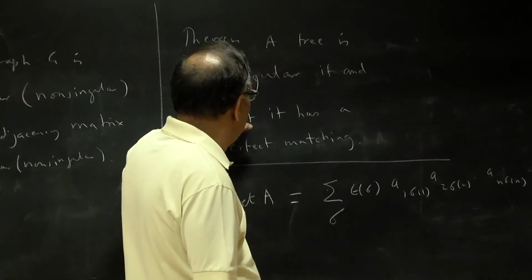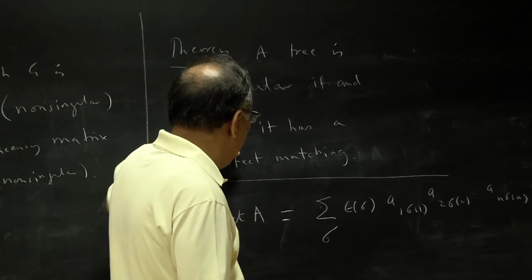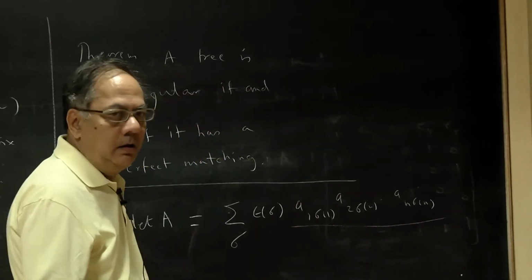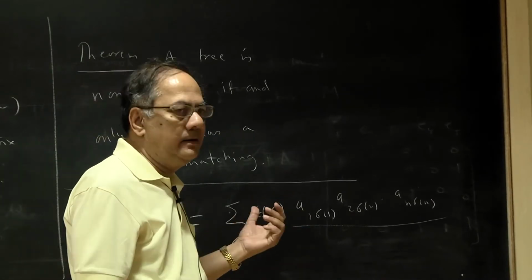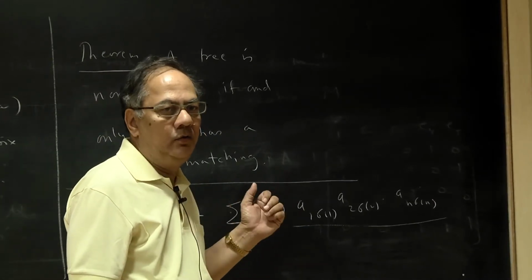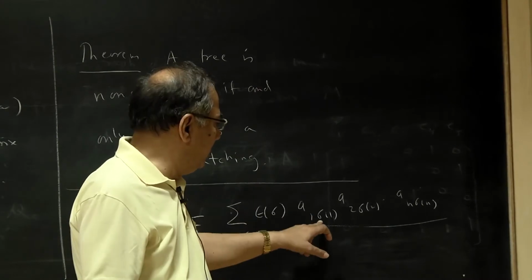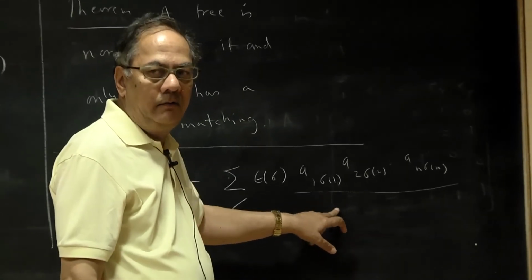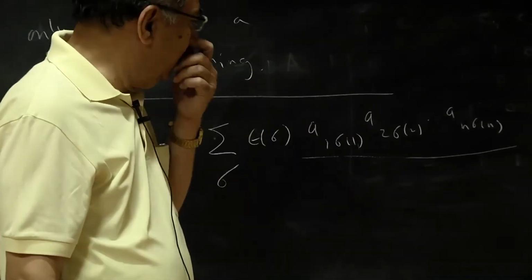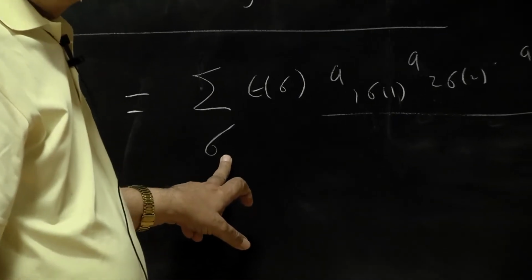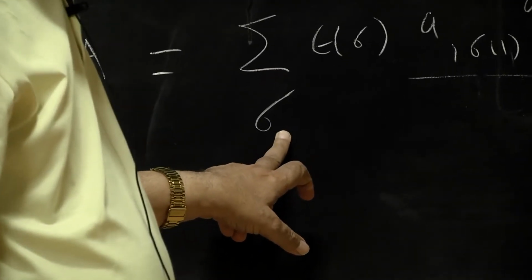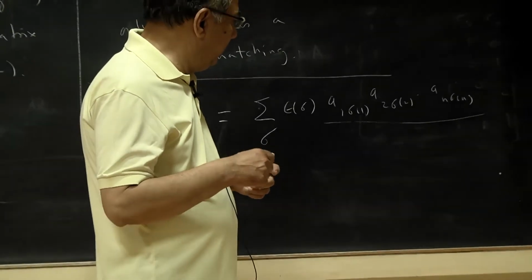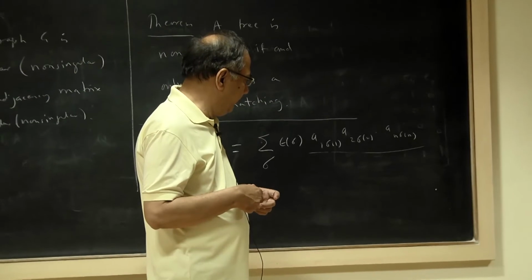So what kind of terms will come here? Let's analyze that. First of all, for an adjacency matrix, the diagonal elements are 0. So whenever sigma has a fixed point, that term will not come. If i is equal to sigma i, that will never come. So the only permutations that come are permutations which have no fixed point. And then you look at their cycle decomposition.